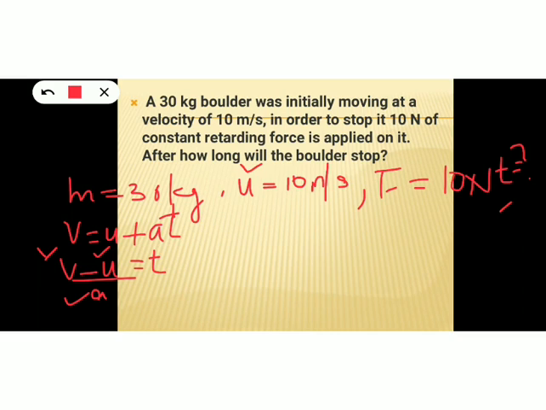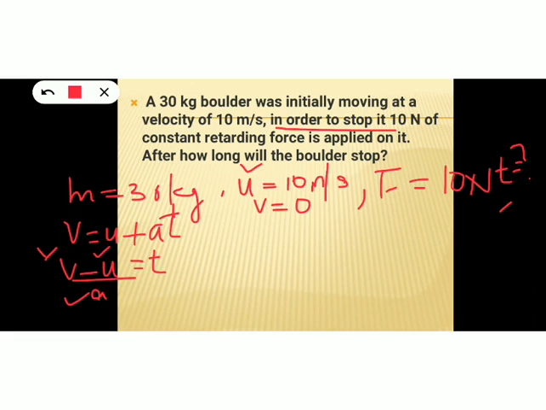Initial velocity is given in the question. It is 10 meters per second. Final velocity is also given. In order to stop it, so finally we need to stop the boulder. So when the boulder stops, its velocity will be 0. So the final velocity V is 0.